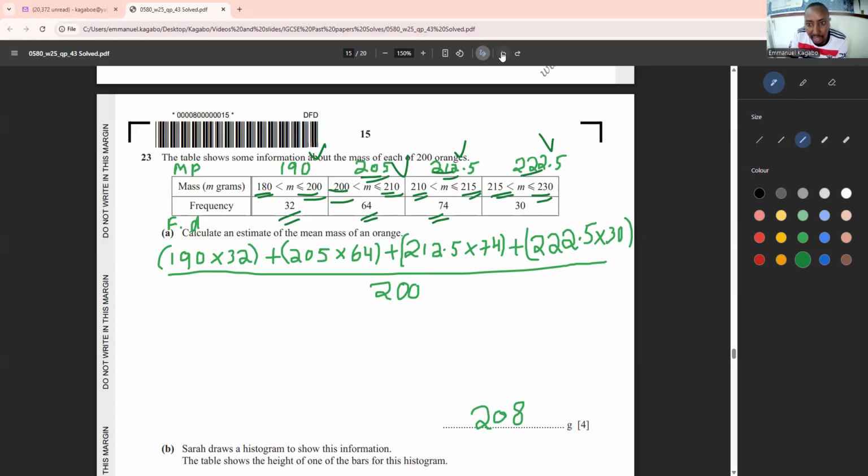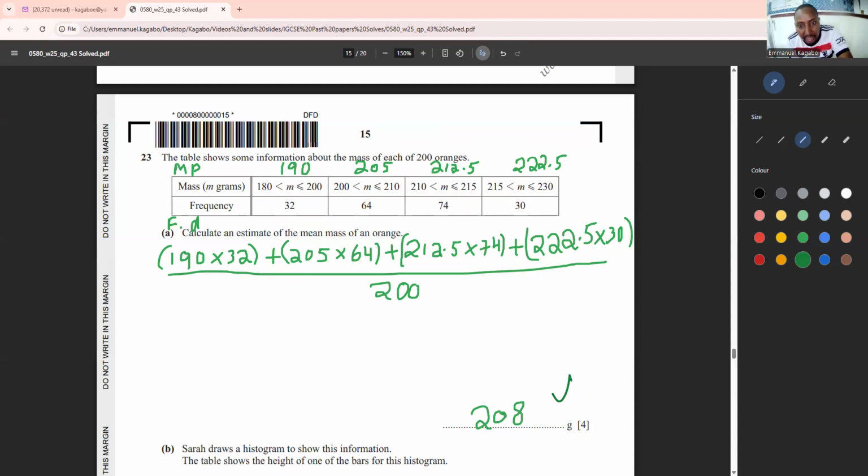Have you understood, guys? I hope you have understood, okay? Now, type that in your calculator. When you type that in your calculator, then you are going to get your estimate mean as that. Most of the times, you can even predict if your answer is correct or not. So check, your estimate mean is 208.